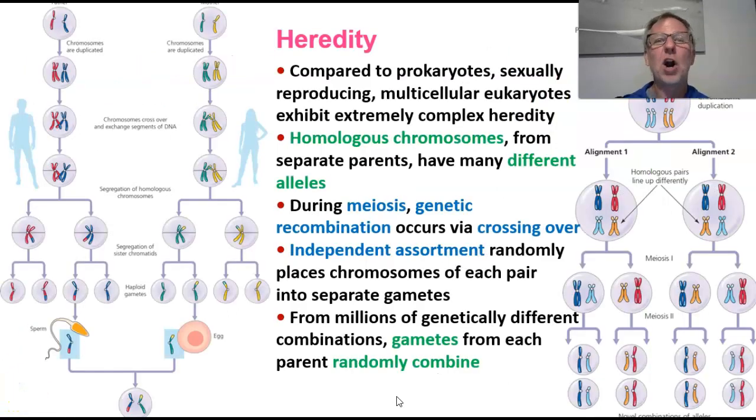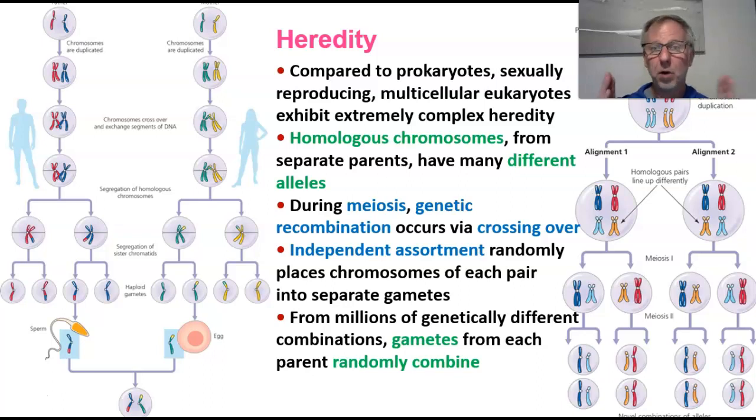So now we're turning our attention to heredity. We've covered the structure of DNA, talked about RNA, talked about how gene expression is regulated. We've just talked about where new genetic variation comes from, primarily mutations, the different kinds that happen, and their impact. So now heredity, the passing of genetic material from parent to offspring. Compared to prokaryotes, sexually reproducing multicellular eukaryotes, that would be us, plants, to some degree fungi, some types of protists, exhibit extremely complex heredity.